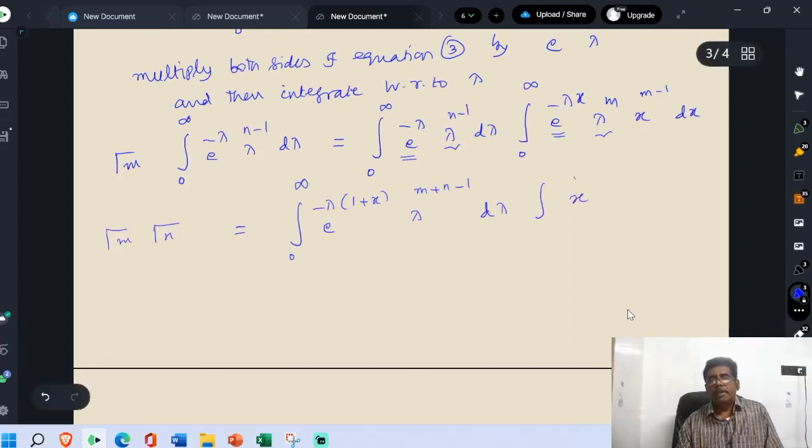Then x power m minus 1 into dx, limit varying from 0 to infinity. The remaining terms, x power m minus 1 dx, I have written as a separate integral. Say this is equation number 4.